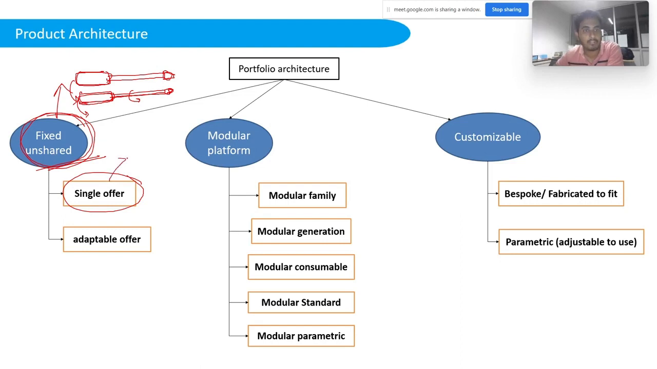One is single offer, and there is adaptable offer. Single offer is what I already discussed about screwdrivers. Whenever you design something, there is nothing you can carry forward in the subsequent design, so everything is done at a go. You can have many variations in terms of color.